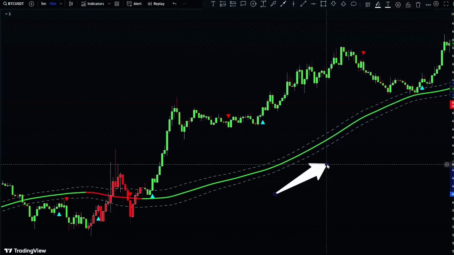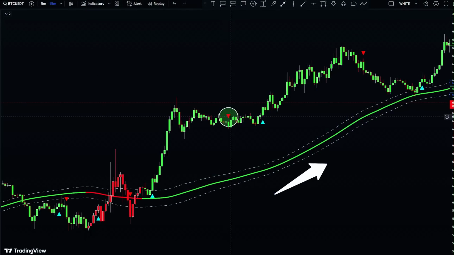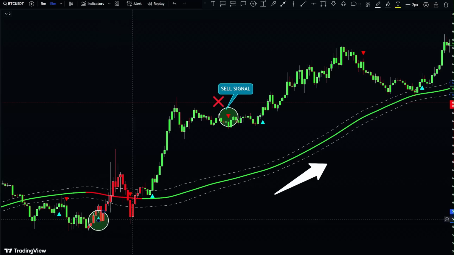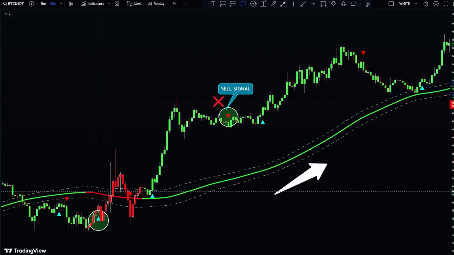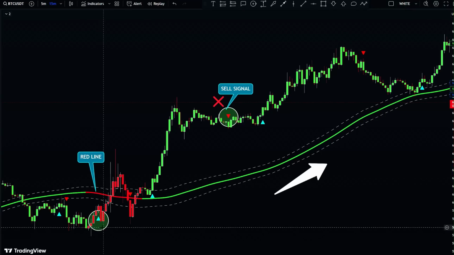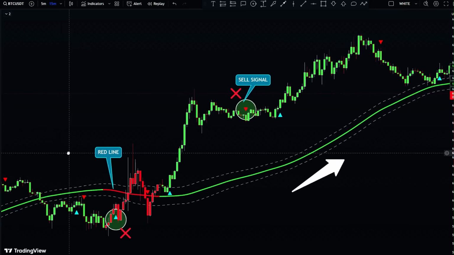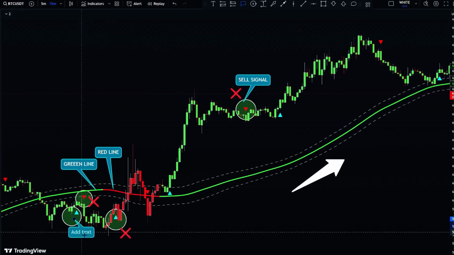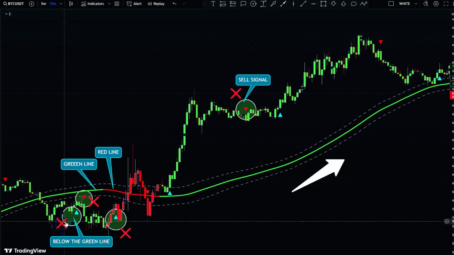The strategy is great at filtering out those pesky counter trend signals. For example, see this red arrow? That's a sell signal. But since we're in an uptrend, thanks to the Gaussian filter, we can ignore it. Here's another example. This buy signal is also filtered out because the Gaussian filter line is red and the candle is below it. And this sell signal is also filtered out because the Gaussian filter line is green. And this buy signal before that was also filtered out because the candle was below the line.